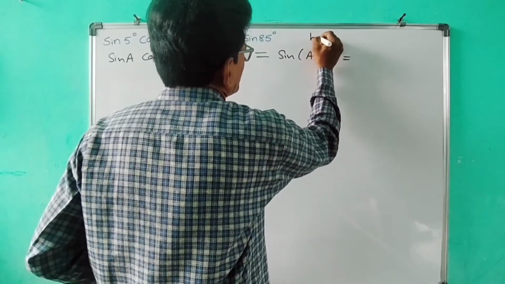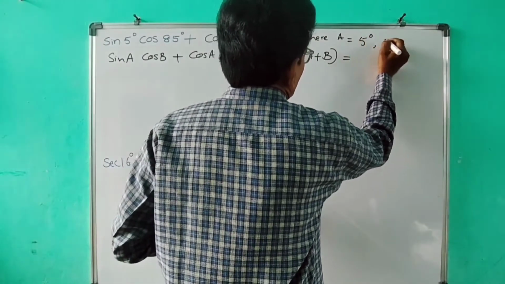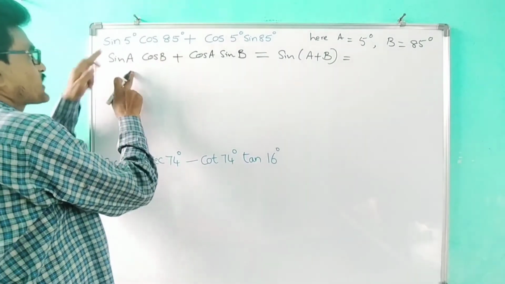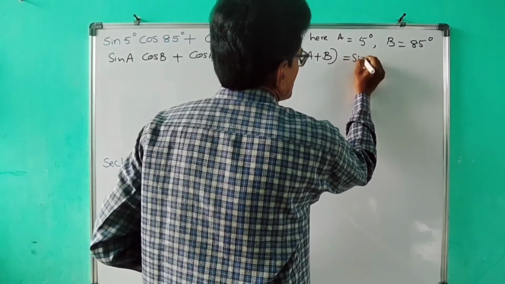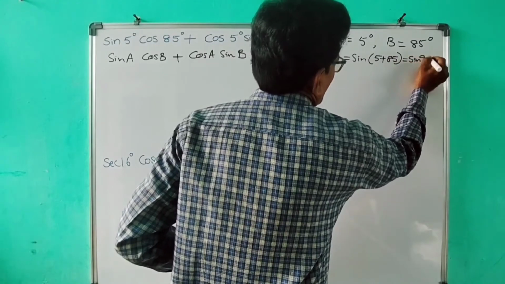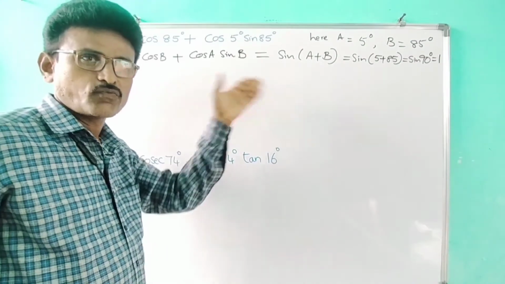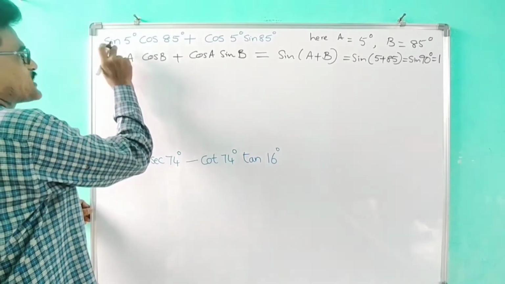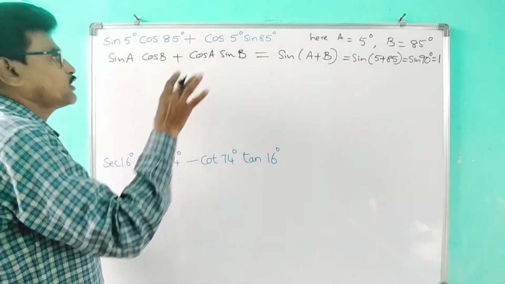Here, what is A? A is 5 degrees and B is 85 degrees. Sin A cos B, cos A sin B. Sin of A plus B means sin of 5 plus 85. This is sin 90 degrees, nothing but 1. That is the answer. In the fourth video I explained by using this formula. Now we will do it in a different way. Sin square 5 degrees plus cos square 5 degrees equals 1. In that way we have to calculate this.